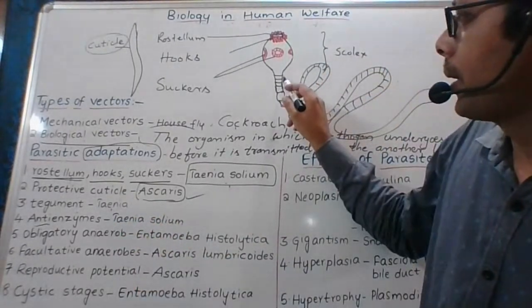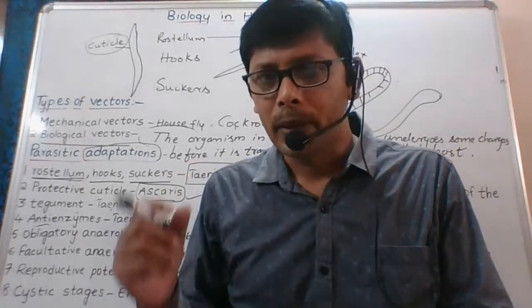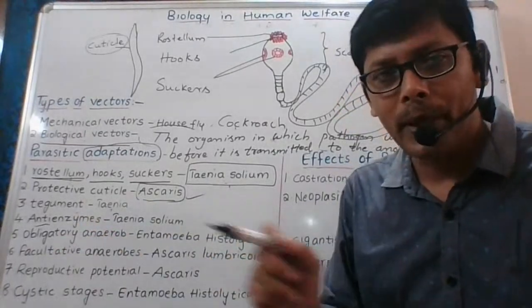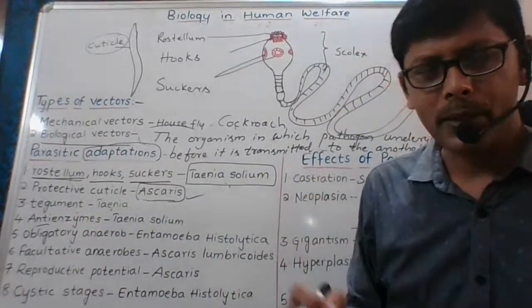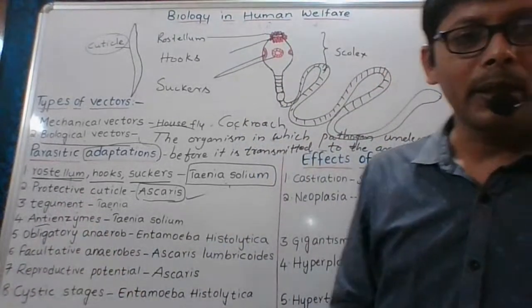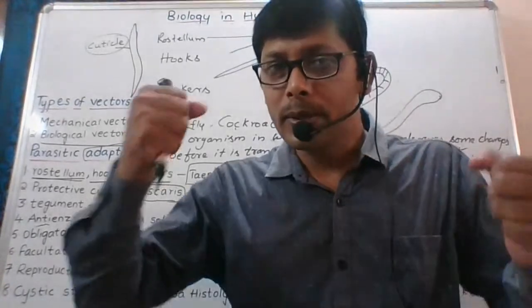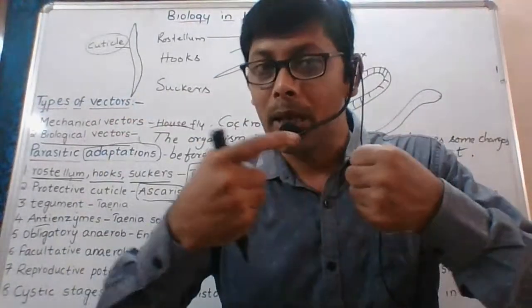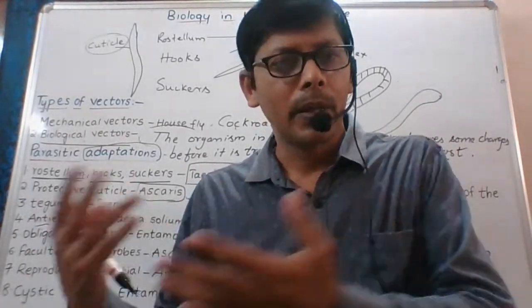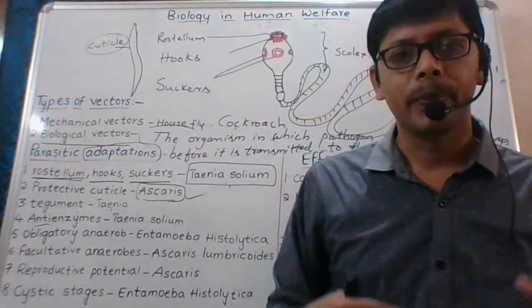On the body of Taenia solium as well as on the body of Fasciola hepatica, there is a layer called tegument. It also protects them from our enzymes. Next one, anti-enzyme. Taenia solium produces anti-enzymes. Those enzymes can neutralize our body enzymes, therefore our body enzymes are neutralized. Therefore it can successfully survive in our gut.